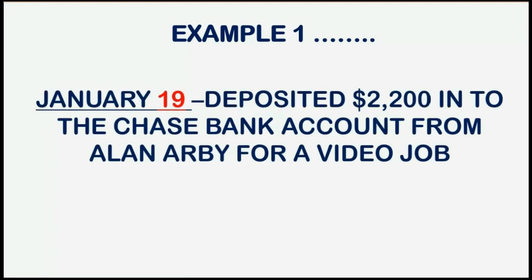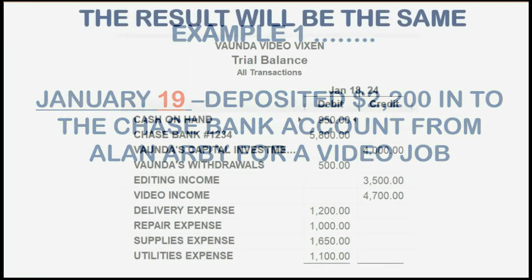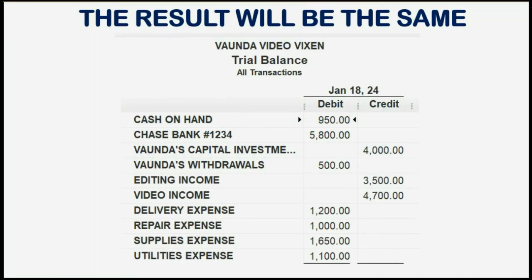For example, let's imagine on January 19th, we deposited $2,200 into the Chase Bank account from Alan Arby for a video job. Well, what will be the result in the trial balance if we record this properly? Well, we have $2,200 more in video income, so video income will increase to $6,900. And we have $2,200 more in the Chase Bank, so Chase Bank will increase to $8,000. And that should be the result whether we record it in the original windows or the register.